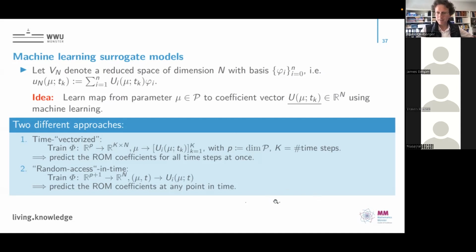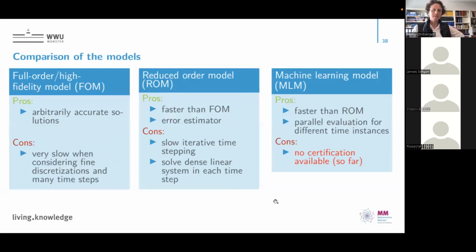Unfortunately, I see that in my slide, this is not here. So what we have now is a hierarchy of 3 models. We have the full order model, which is the full finite element model for the parabolic problem, which is very accurate, but also very slow. We have the reduced order model, the ROM, by classical Galerkin projection and doing a time stepping in a reduced space. It's faster than the full order model. It has a rigorous certification with error estimation, but of course you have this slow iterative time stepping.